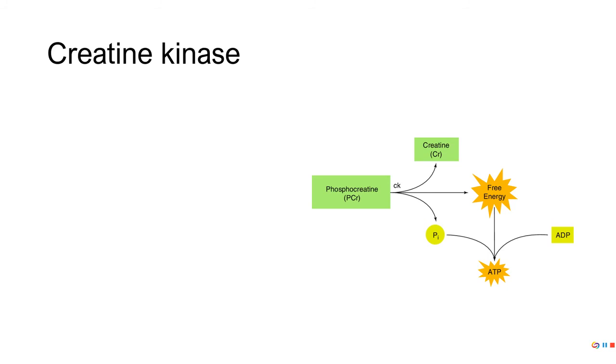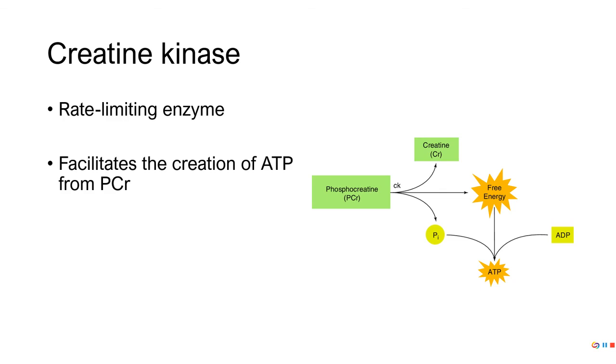Now, in the case of the ATP-PCr system, since there is only one enzyme, it shouldn't be a surprise that creatine kinase is that rate-limiting enzyme. As just discussed, this enzyme is important in creating ATP from phosphocreatine, because creatine kinase breaks down phosphocreatine. Consequently, the activity of this enzyme is closely tied to ATP concentrations.